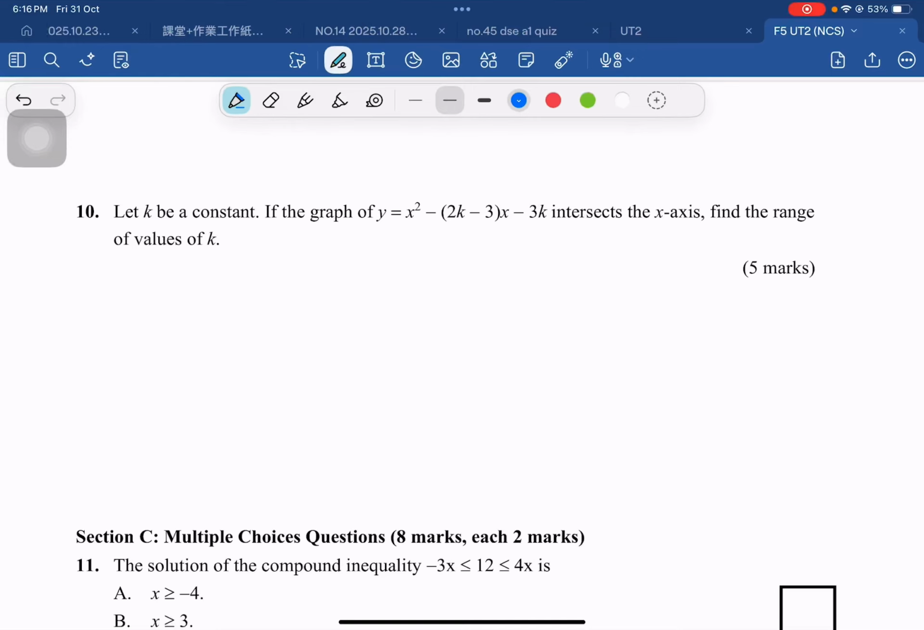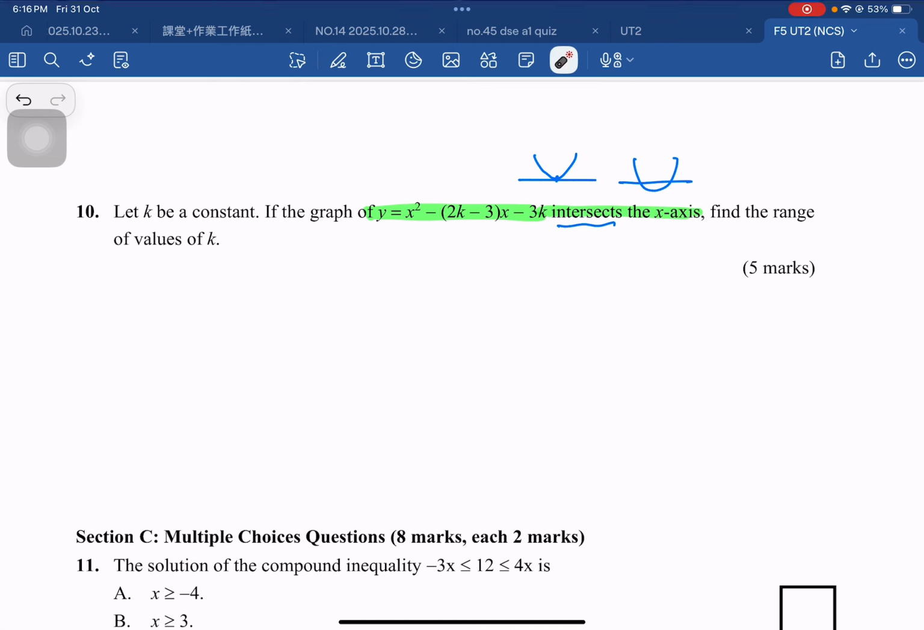Alright, so question 10 is about inequalities and quadratic graphs as well. First of all, we have the graph. The quadratic graph intersects the x-axis. It says intersects because they didn't specify how many intersections there are, so it can actually be two cases. We can have one intersection, or we can have two intersections, isn't it?